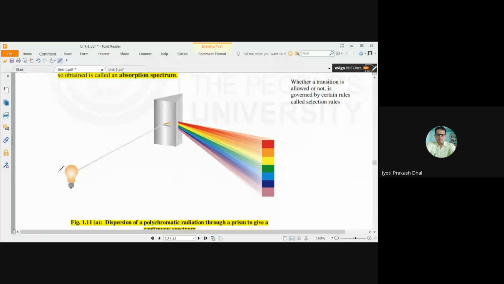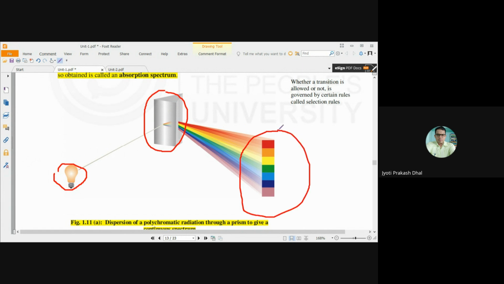And here you can see this is the source of electromagnetic radiation. No sample will be there. Only the electromagnetic radiation will be allowed to pass through a prism to observe a spectrum. In this spectrum, you can find there will be no missing frequency of light. So this type of spectrum is called a continuous spectrum. There will be no missing frequency.